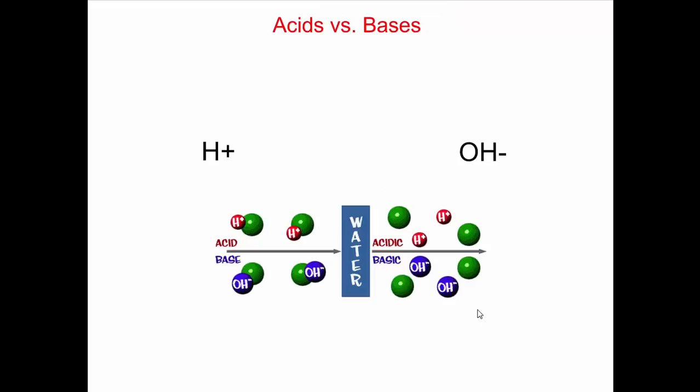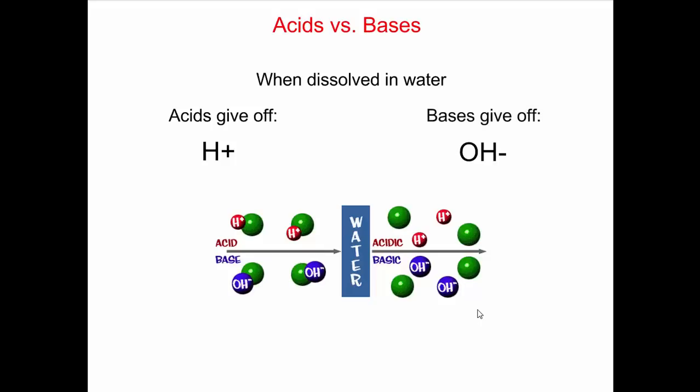So what's the difference between acids and bases? When dissolved in water, acids give off a positive hydrogen ion. So we know that that's a cation, and that means it's a hydrogen atom that has lost an electron. Okay, and remember that hydrogen only has one electron to begin with.